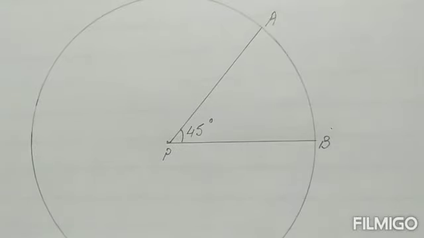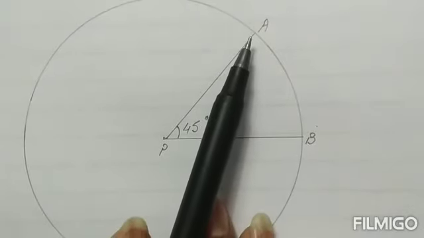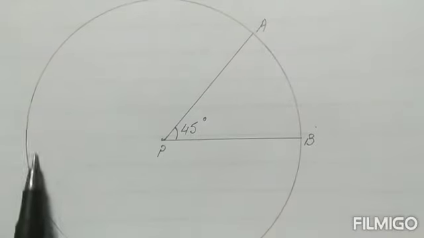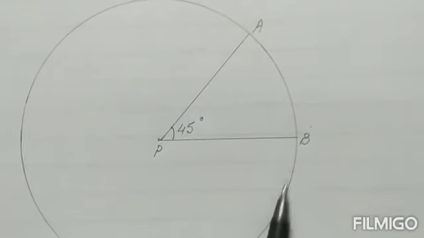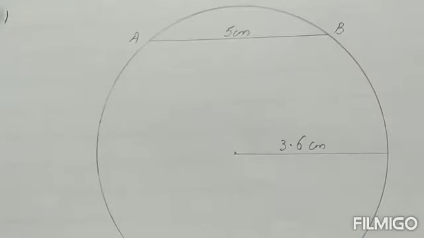Now in one part it is also asking us to shade the major sector. Now when you shade the major sector, this will be the major sector, children, over here. That is the part of the circumference. So that you can shade.